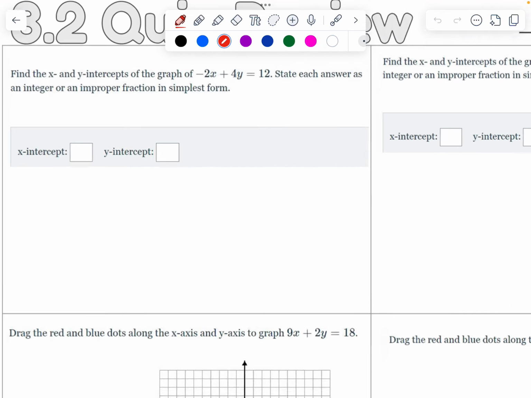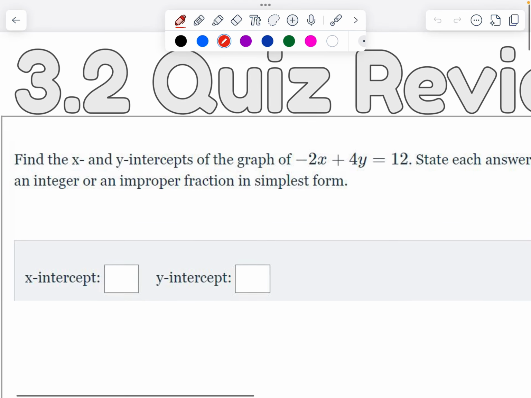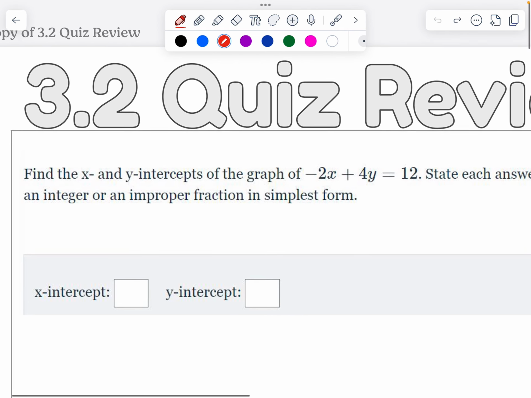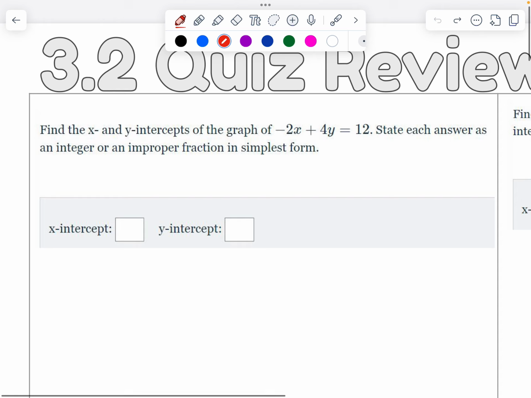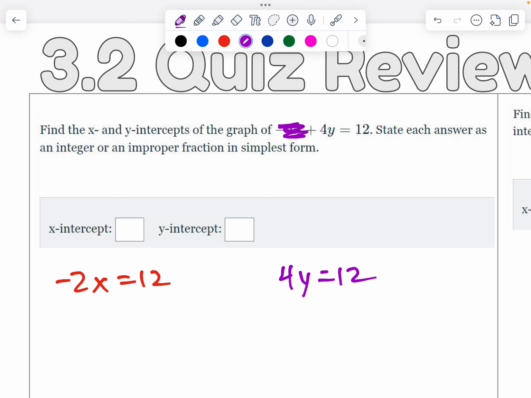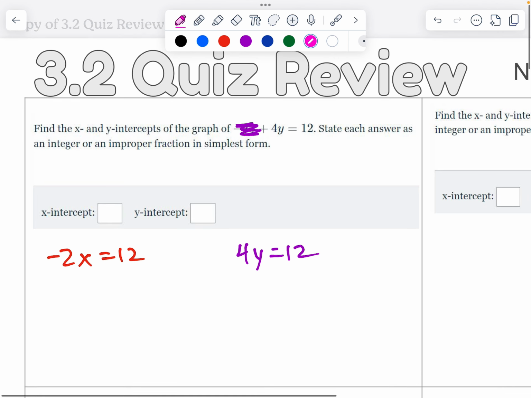find the intercepts. So remember, the cover-up method to find intercepts is where you cover up one to find the other. So, for example, if I want the x-intercept, I would cover up the y, and that's going to be negative 2x equals 12. And then you do the same thing for the x. So cover up the x, and that's 4y equals 12. And so you basically solve those the same way.